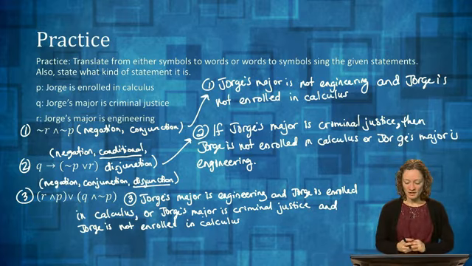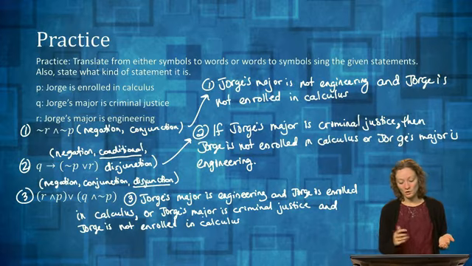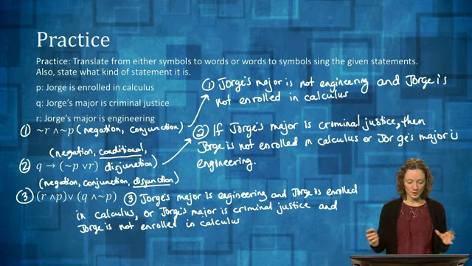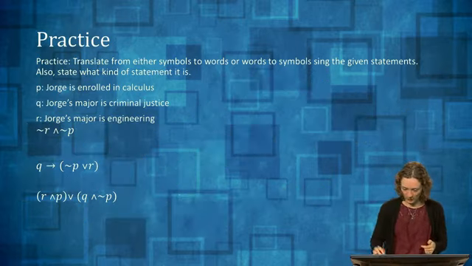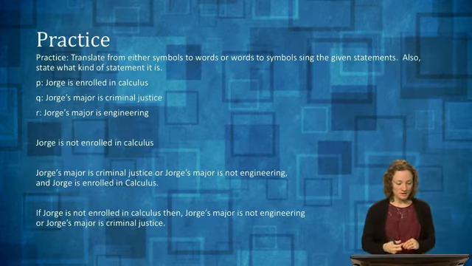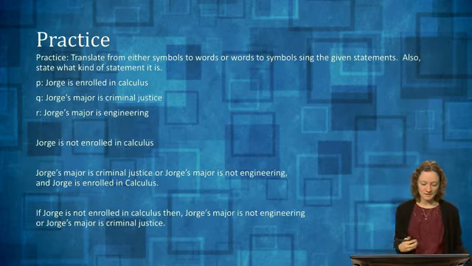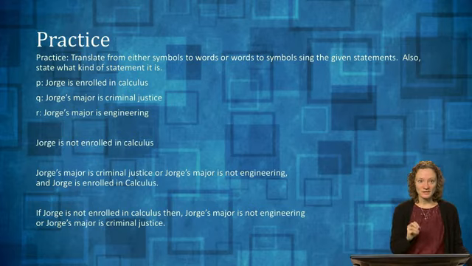George's major is engineering and George is enrolled in calculus, or George's major is criminal justice and George is not enrolled in calculus. All right, so that's a translation from symbols to words. Let's look at what you got through for the others, where we go the other direction. Same three ideas. The first one, George is not enrolled in calculus.